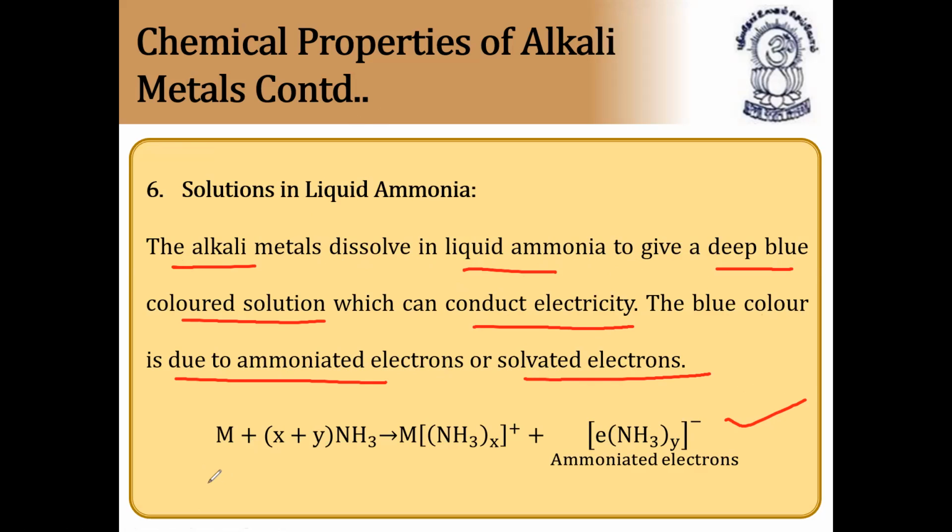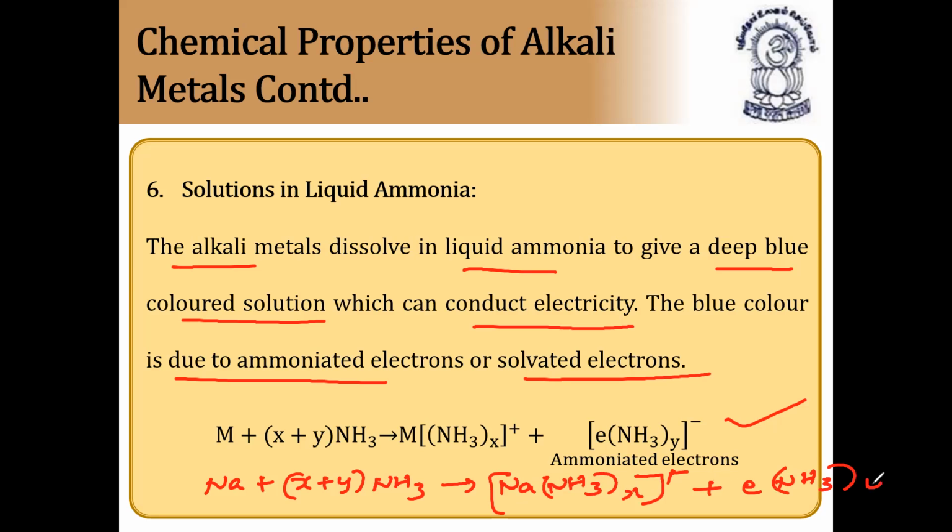So for example, let us see alkali metal sodium combines with x plus y moles of ammonia and forms sodium ammonia complex taken x times with plus charge, plus electrons of ammonia taken y times with minus charge. So this is nothing but ammoniated electrons. What is this called? Ammoniated electrons. So this they'll ask in the examination.